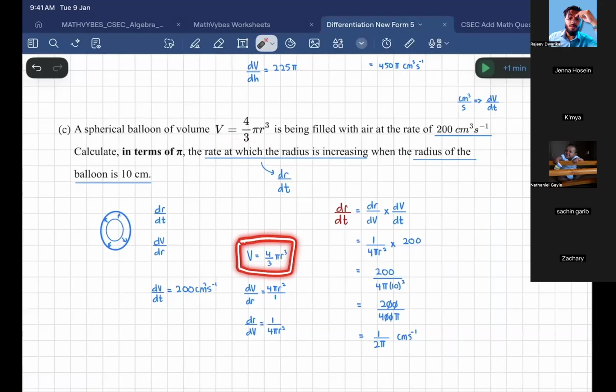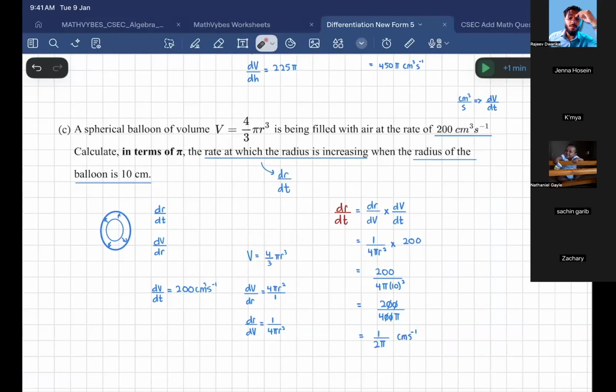Right, so Jenna, Kamaya, Nathaniel, Sachin, Zachary, here's the trend. They will give you a formula for volume, area, or whatever. Write that formula down. At some point, you'll have to differentiate that. Remember that. Then they will give you a rate, and it'll be your job to figure out what rate that is.